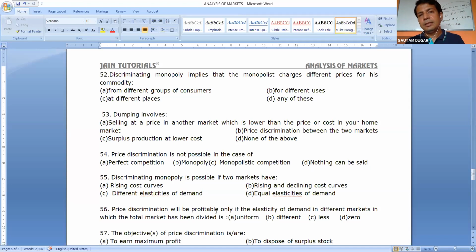Like in case of electricity rates, different prices are charged from different types of consumers. For residential consumers, the rates are different. For industrial consumers, different rates. For commercial consumers, different rates. The same electricity is being supplied, but to different people at different rates.